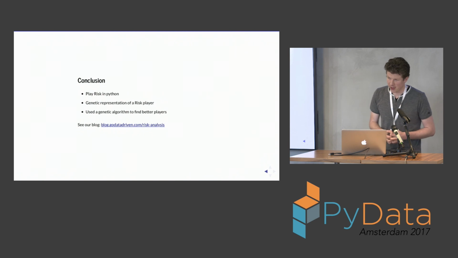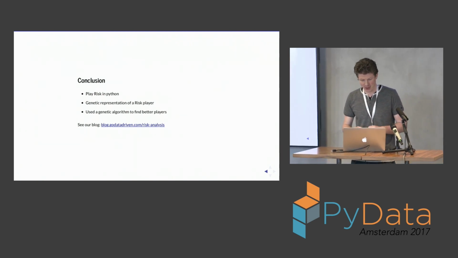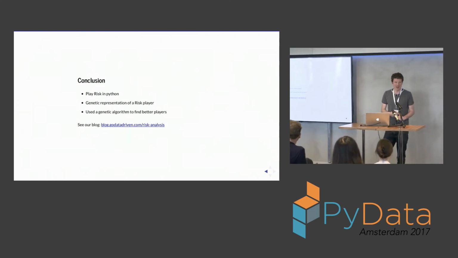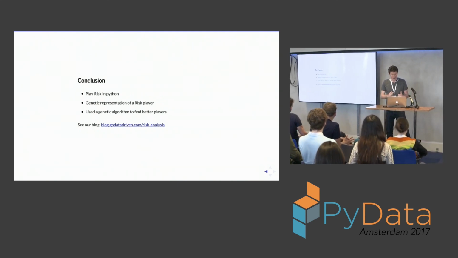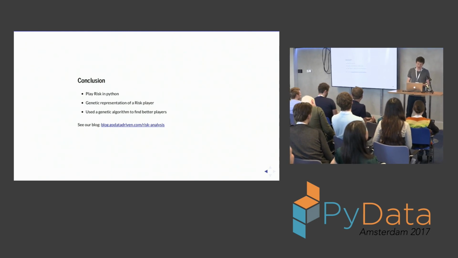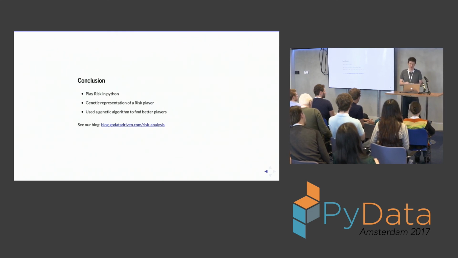So, in conclusion, and I think I'm done early so that I'm by now not in between you and lunch anymore, we can play Risk in Python. I've made a genetic representation of a Risk player, and I've used a genetic algorithm to find better players. I took the best player from iteration 40 and played a game against it. It took me about 6 hours typing in which move I was going to make, and I lost. So N is 1, it's a good player.